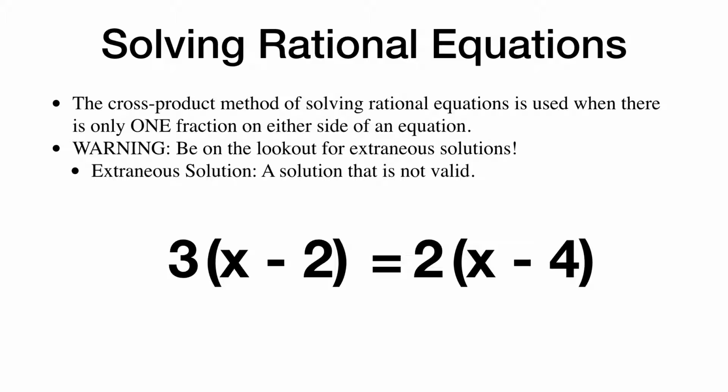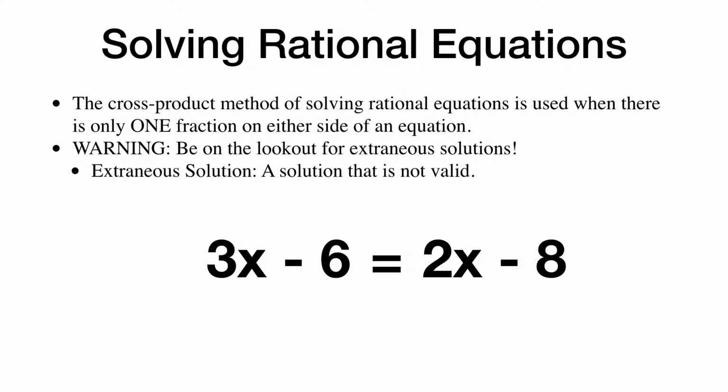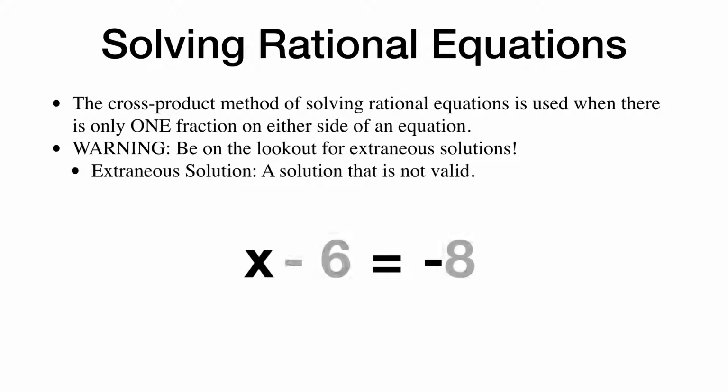Now, we just distribute. So it becomes 3x minus 6 equals 2x minus 8. And we're going to start combining. I always like to combine my x's, then my other values. So I'm going to subtract 2x from each side, meaning x minus 6 equals negative 8. Then I would add 6, which means x is negative 2.